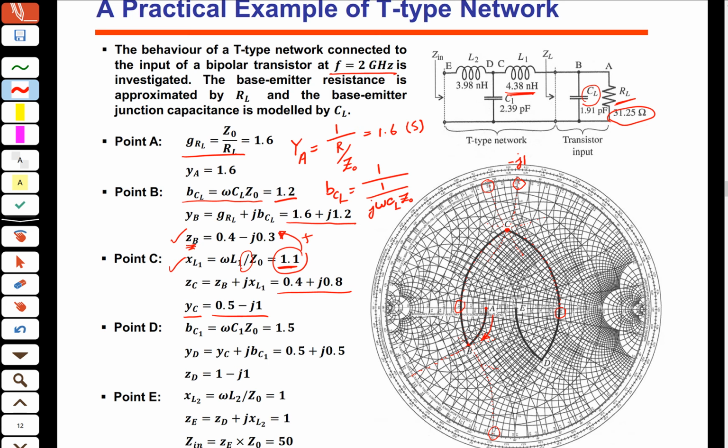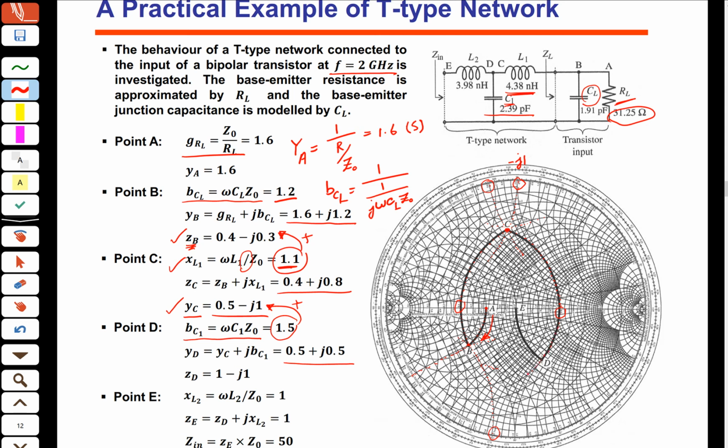This is 0.5 and 1. Okay. And now I'm going to add, so this is C. And then I'm adding another capacitor. Again, you calculate the normalized value of this capacitor, which is 1.5. I add this 1.5 to this number and we reach this point: 0.5, J.5 on admittance. So 0.5 plus J.5.